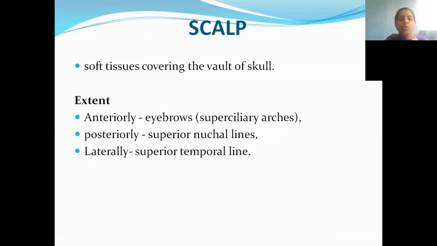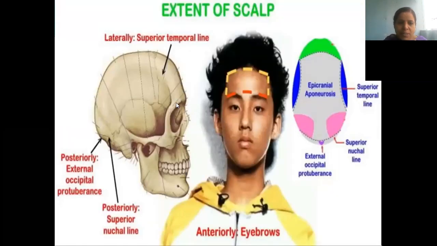Laterally here we have superior temporal lines, because these are the two temporal bones. So see, these are superciliary arches, eyebrows, and this is our superior temporal line, and the scalp is moving like this. From here you can see it goes up to the superior nuchal line. This is the complete extent of scalp. You can see this green area is the frontal area. Here you have temporal area. This is all parietal bones region. This is the occipital bone region. You can see the extent: superciliary arches, from here it has started and goes up to superior nuchal line and superior temporal line.